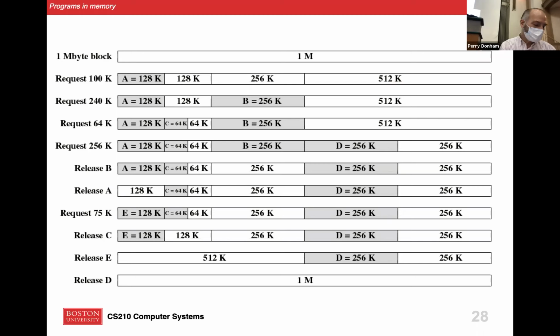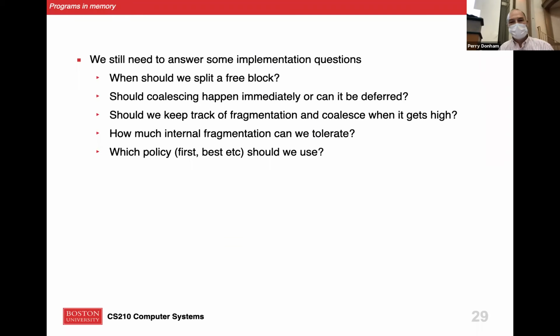But there's still questions, right? Like when do we split? Should I coalesce immediately when something's freed, or can I wait? Can I defer it? Maybe wait until I get a free list that's of a certain size and then start coalescing. These are all implementation questions. We can talk at a high level, generically, about how memory management works, but at some point you've got to start writing code. And at that point, now you need to start answering these questions.